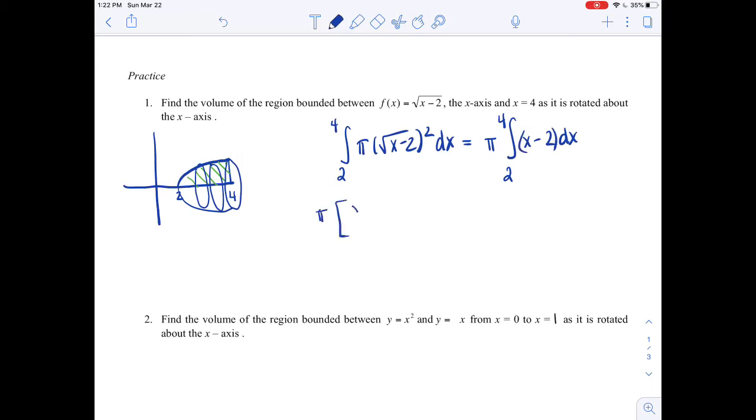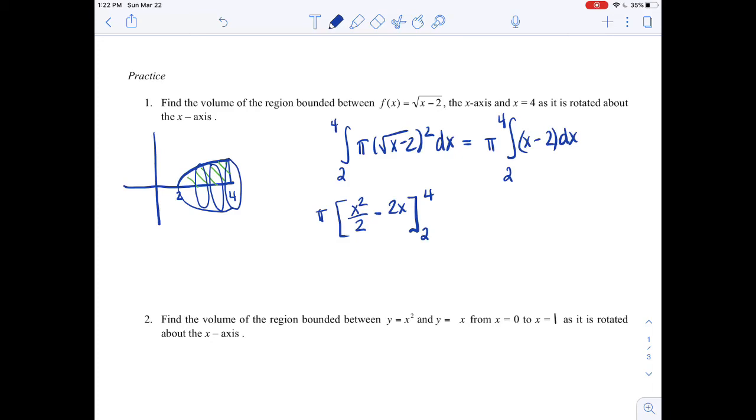So as you integrate, this comes out to be pi in front. Then I'll have x squared over 2. Remember that when you integrate, you're increasing your power by 1, dividing by your new power. Negative 2 becomes 2x, and you're now evaluating this from 2 to 4.